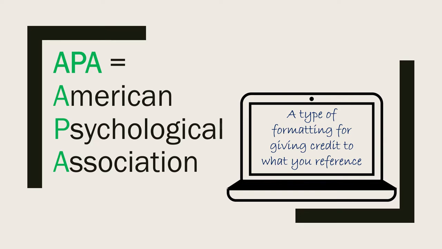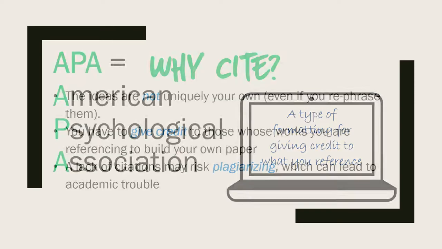APA stands for American Psychological Association. APA style is a type of formatting that is used when citing sources or giving credit to the authors and the works that you reference in your writing. You are most likely to use this formatting when you're writing research papers or in assignments that ask you to review, summarize, and synthesize what others have said about a topic.